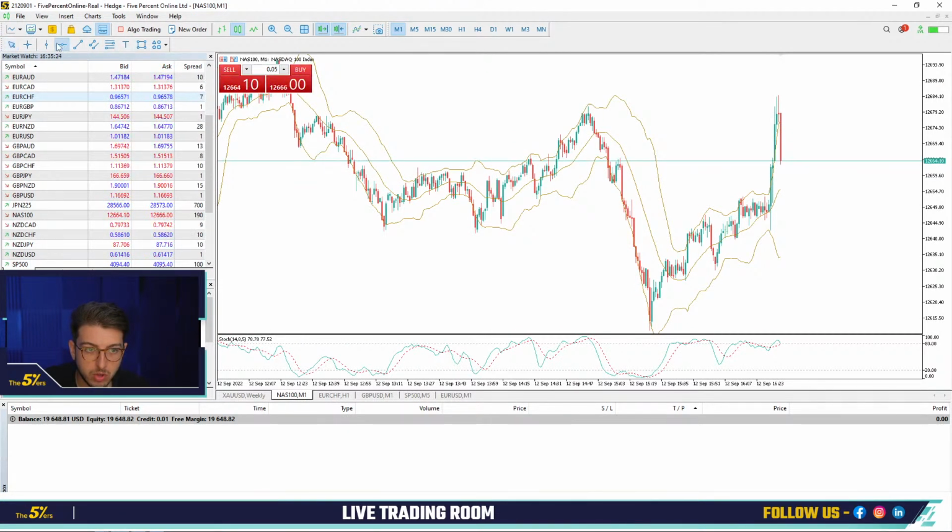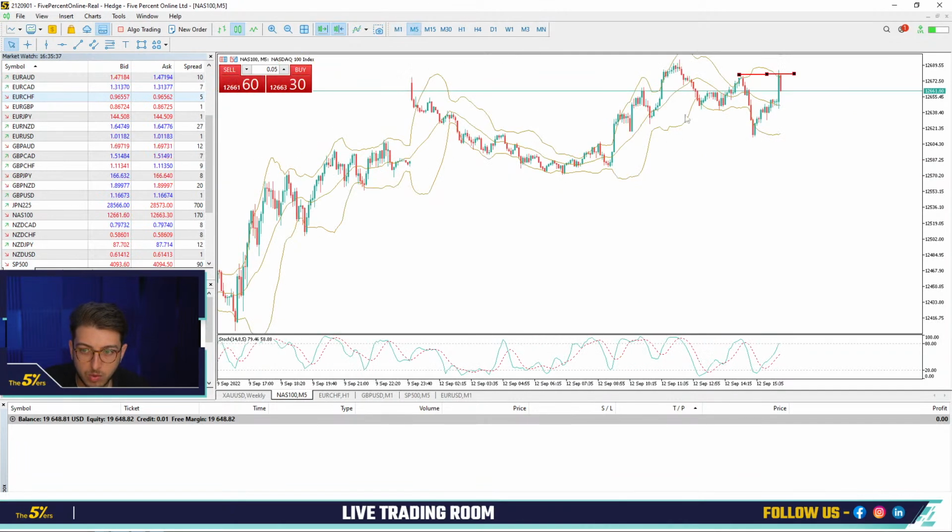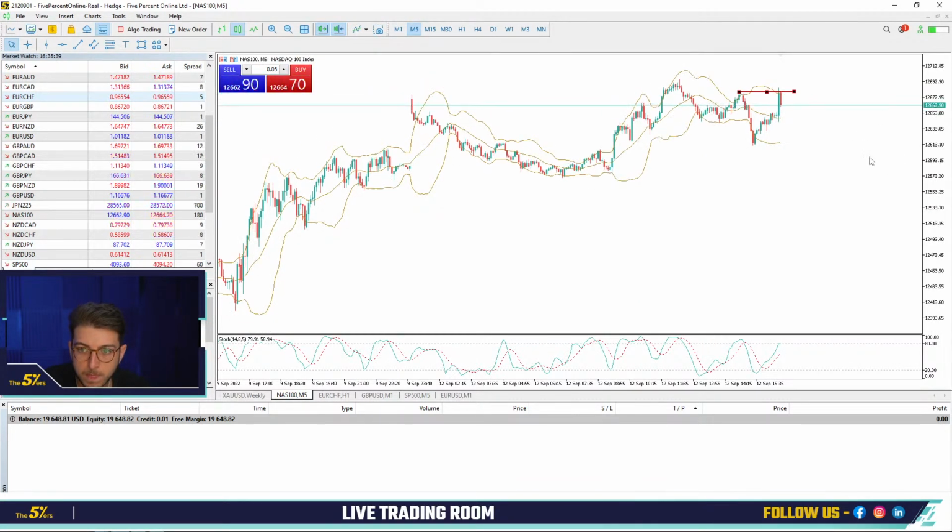Yeah, nice rejection here. We'll probably get back to the mean. Again, you see when we have a nice movement, the market tends to go back to the mean. Here it was too quick. The market was strong on the upside, so I wouldn't go for that one.